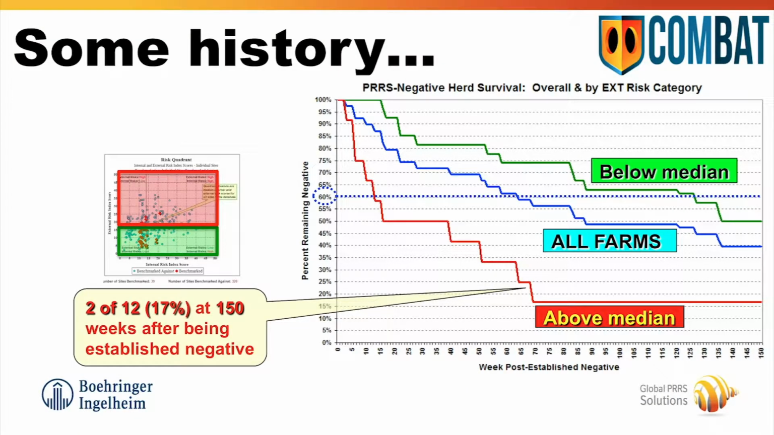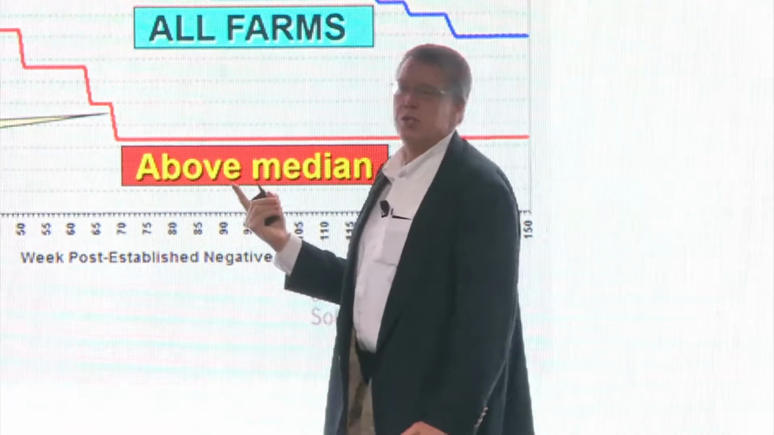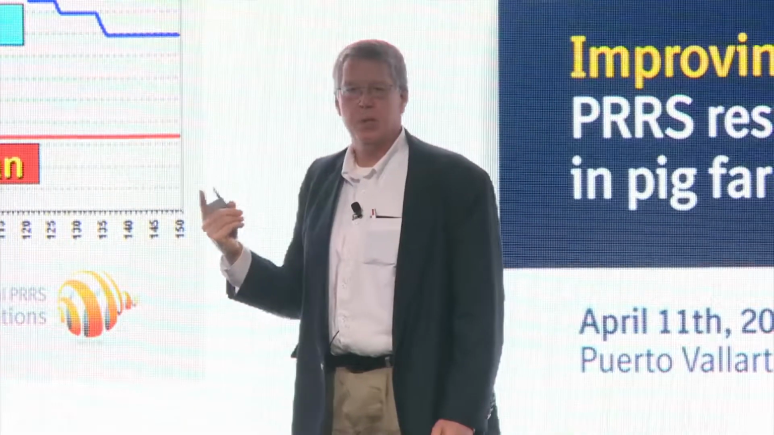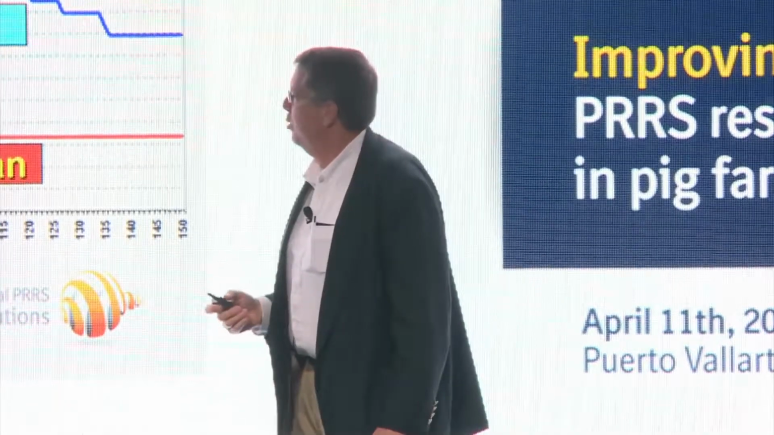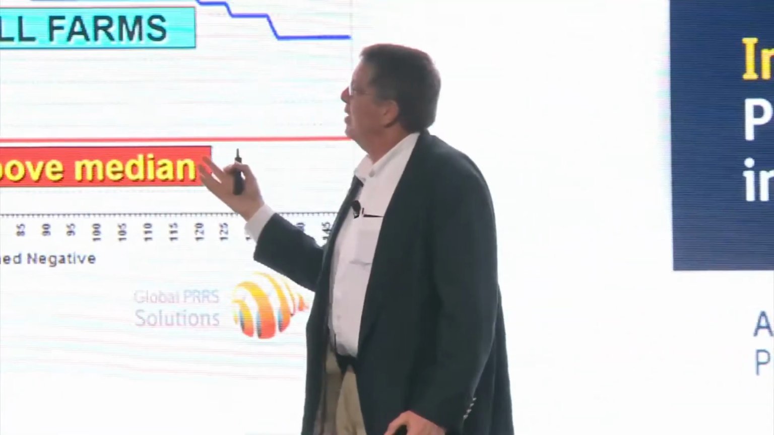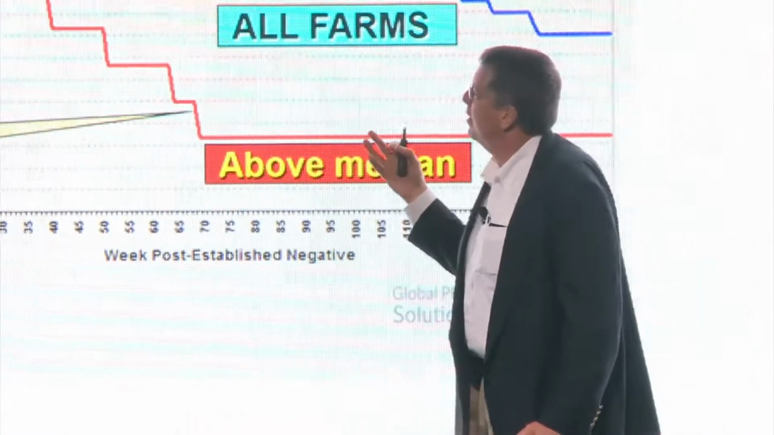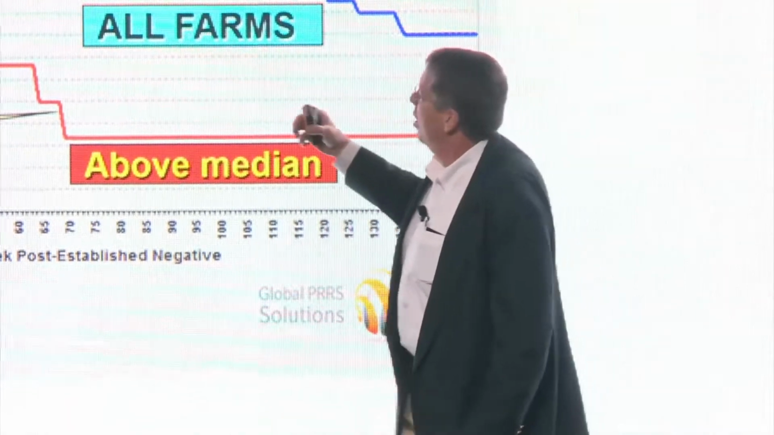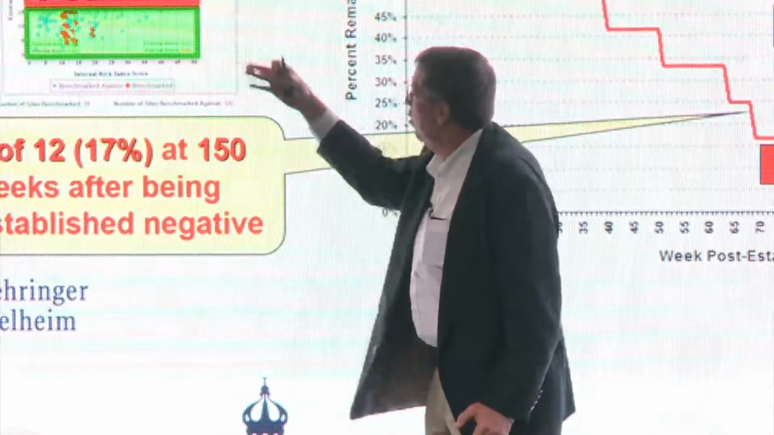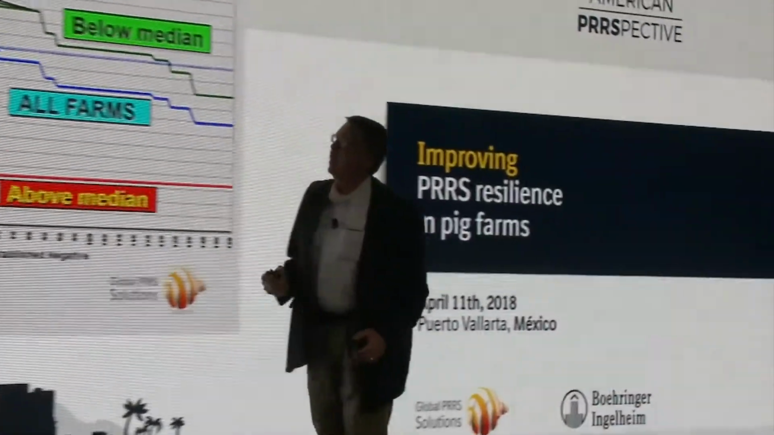In the survival curve, what was seen is that of the farms classified as above median risk, only 2 out of 12 farms survived as PERS negative out to 150 weeks. So 2 out of 12, or 17%. 50% of the farms in the low-risk category survived for 150 weeks. Now, 50% might not seem that good, but these farms were all in northern Iowa, southern Minnesota. So they're in very hog-dense areas and very high-risk areas typically.